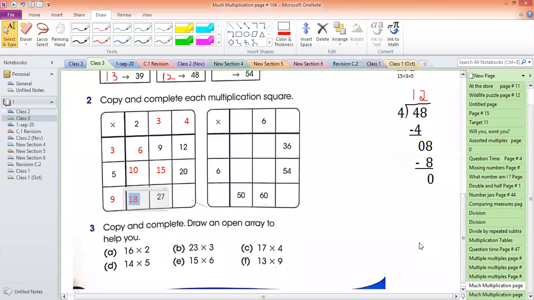Now multiply this 9 by this 4. 9 multiplied by 4 equals 36. Very good. 36.